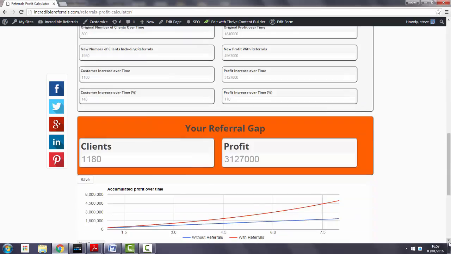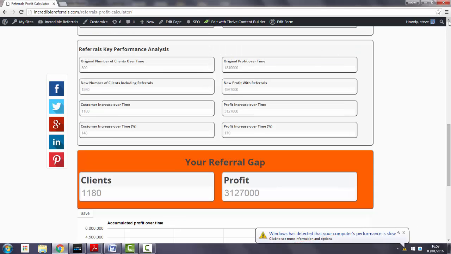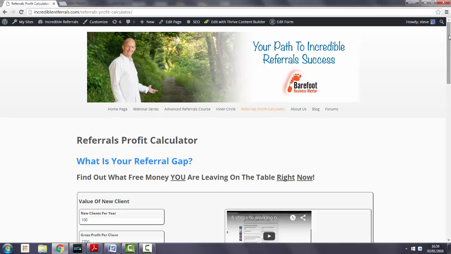It's quite staggering. So the original amount of clients, again, you would have had before, and the profit margins are completely different. So look at this, the difference in profit margins. It really is quite staggering how much difference referrals make.